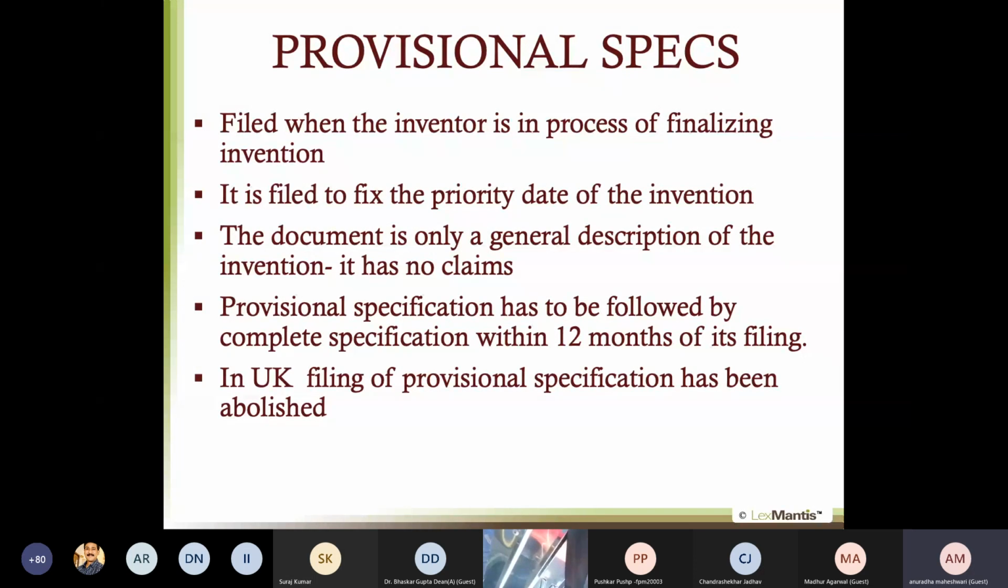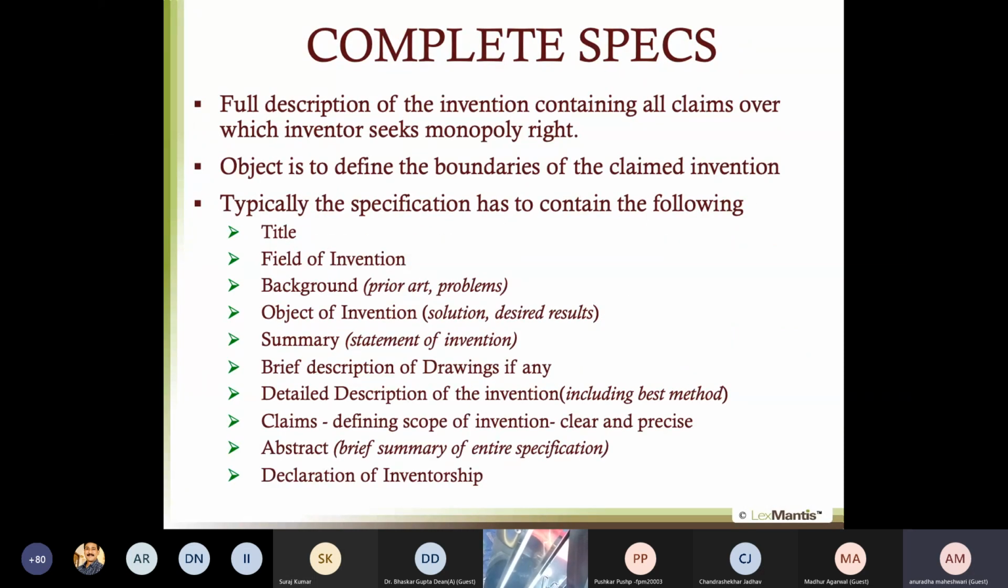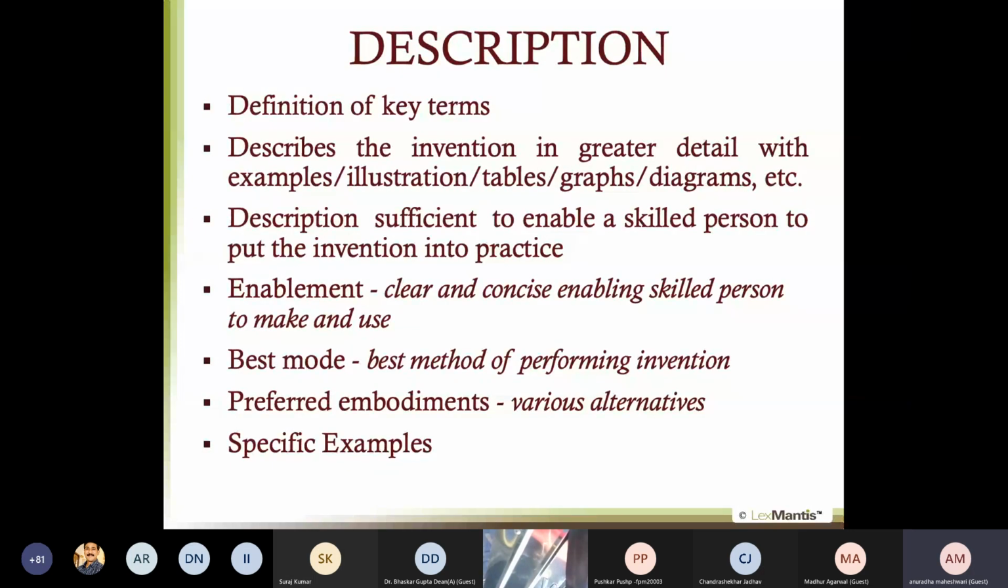Till then, if I have filed it, I get a clear lead of 12 months to file my complete specification. The complete specification will contain a full description of the invention and all the claims which the inventor seeks for his monopoly. As I said, the object is to define the boundaries of what I can do and what others cannot do with my invention. This I have already repeated to you, and it has been given in the earlier slide.